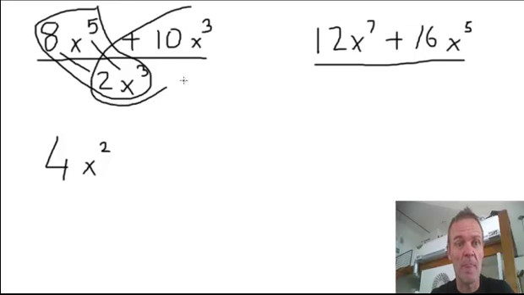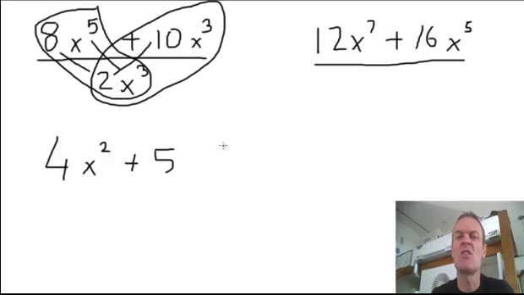So it's got a plus in between. Right, what's 10 divided by 2? It's 5. Now then, what's x cubed over x cubed? Remember this from maybe previously? You could think of it as x0, but anything divided by itself is 1.